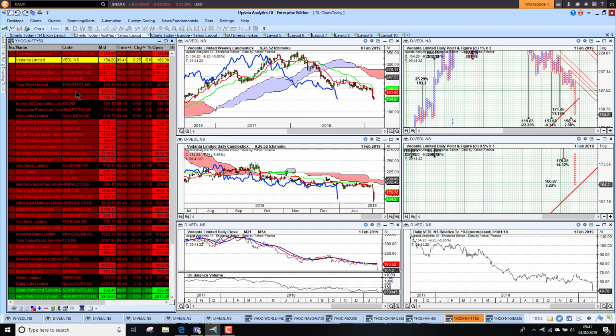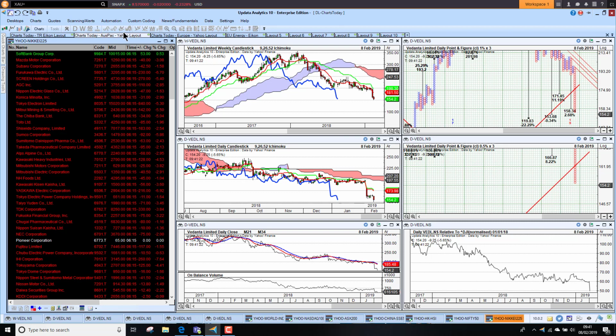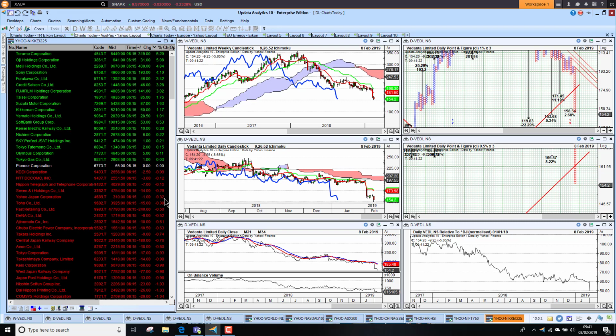And here you see the live pricing coming in from Yahoo Finance. The Nikkei was pretty bearish as well. We only had a handful of stocks really rising there.